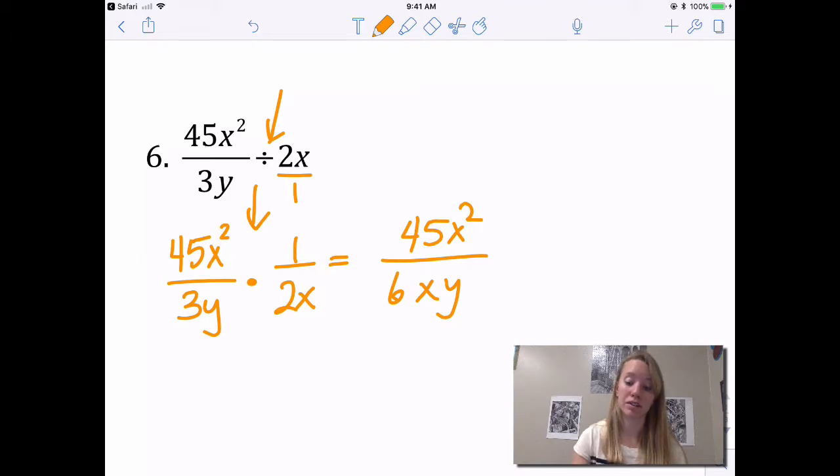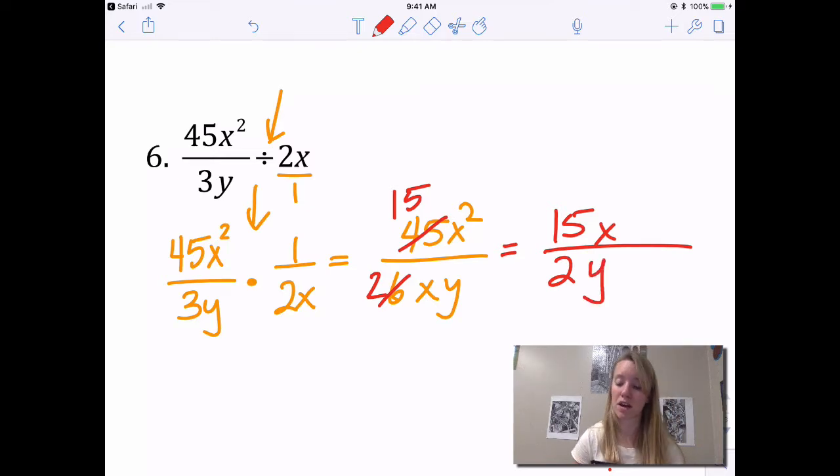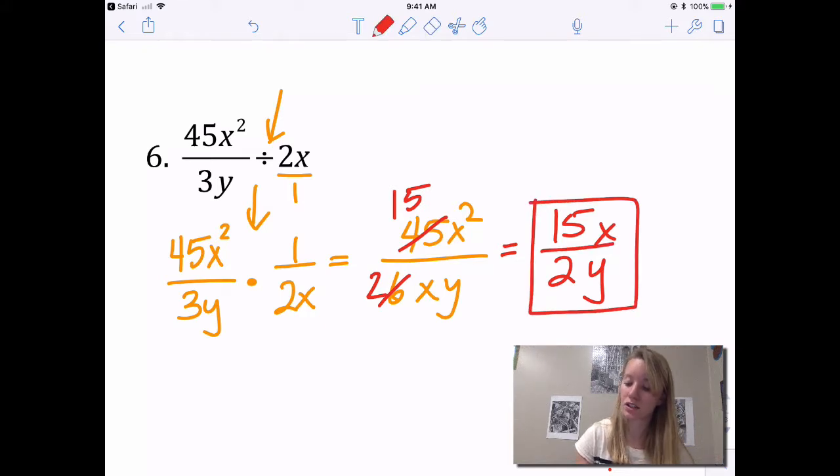And then I need to go to battle, so don't forget to do that. My 45 and 6, those can both divide by 3. So I would get 15 and 2. And then if I go to battle with my x's, actually, we'll just make a new fraction. So 15 and 2 for our numbers. For x's, the top is going to win by 1x, and on the bottom I just have y. So final answer, 15x over 2y, and that is as simplified as I can. Notice that I can just cancel without factoring here because everything is already multiplying. Okay, I don't have any pluses or minuses, so it's okay to do all of that canceling.